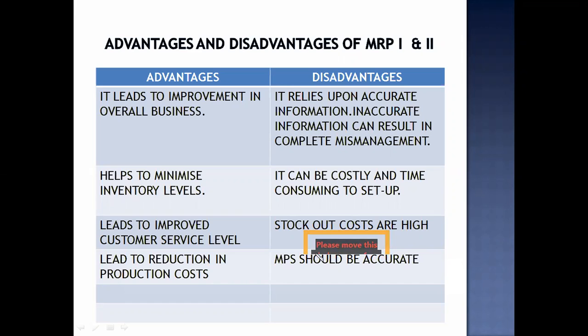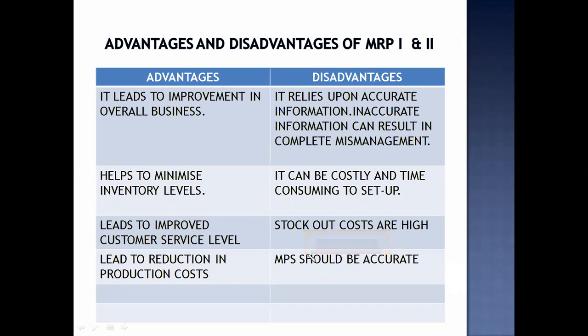Another thing is that it will help to minimize the inventory level because we have all the data, and accordingly we have to plan. But it could be costly and time consuming to set up. It will also lead to improved customer service level, but stock out costs are high. Stock out means shortage. Normally shortage will not happen because if everything is planned properly, it will normally not happen. But still, whenever it is happening, the cost would be very high. Then it leads to reduction in production cost and provides better results.